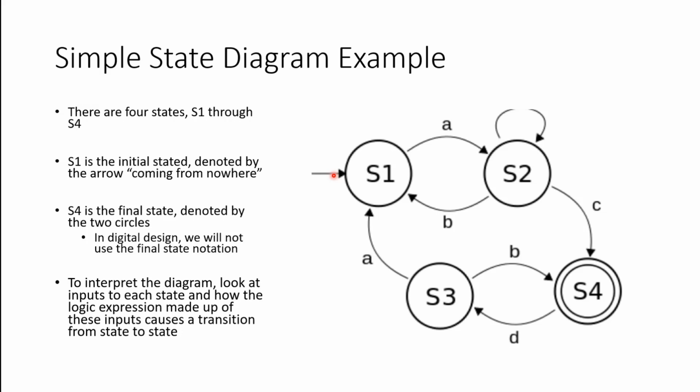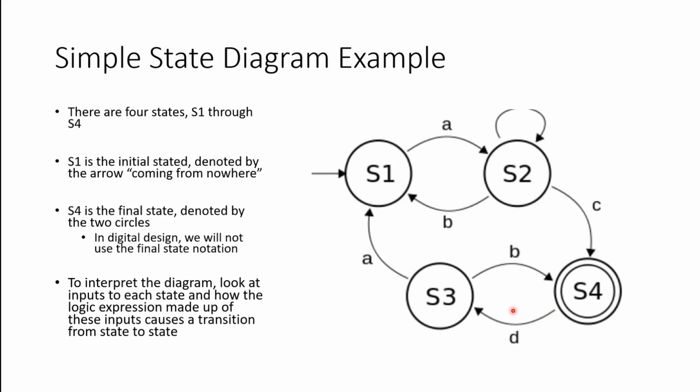S4 is the final state, which is denoted by these 2 circles here. Now, this is not a very commonly used representation, the 2 circles. However, in our state transition diagram, we must definitely have this reset or initial arrow here. Note that it says in digital design, we will not use this final state notation. All right, now to interpret the diagram, we're going to look at the inputs to each state and how the logic expression made up of these inputs causes some transition from state to state.